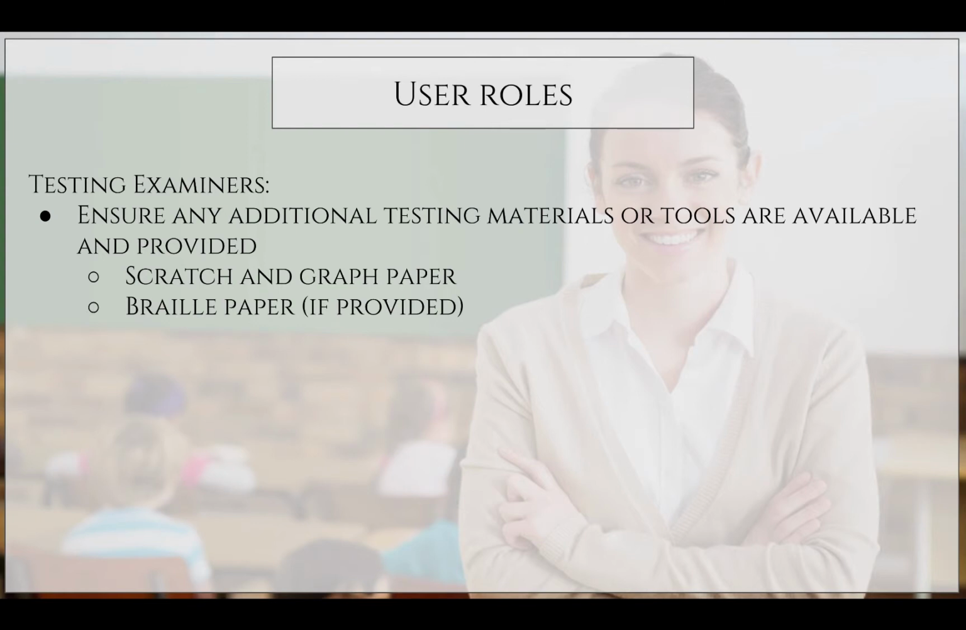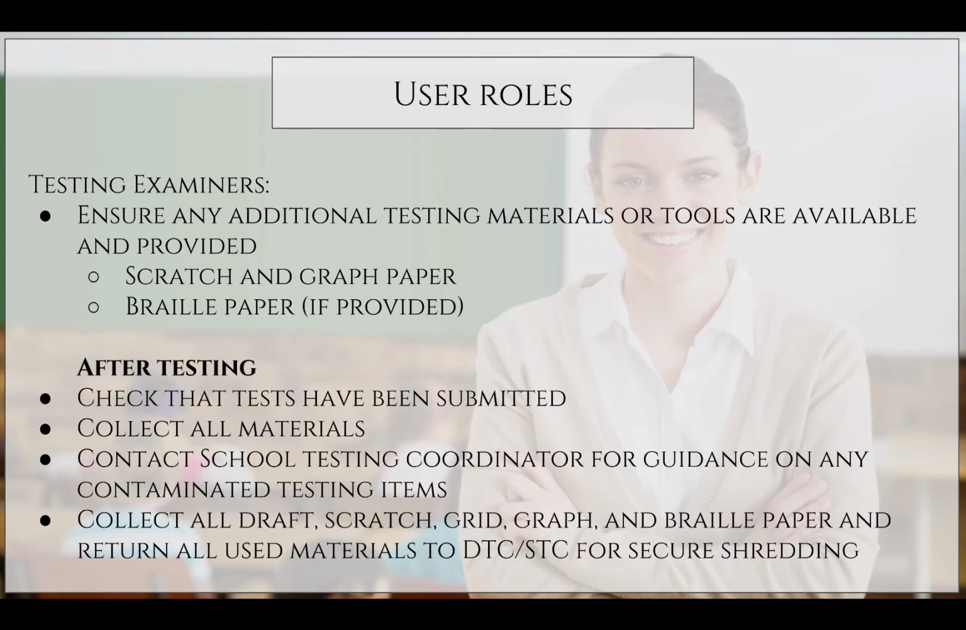Test examiners, ensure any additional testing materials or tools are available and provided. This could include scratch and graph paper or braille paper if needed. Now, after testing, check that tests have been submitted, collect all materials, including scratch and graph paper, and contact the school testing coordinator for guidance on any contaminated testing items. So if a student were to get sick or to have an issue with the scratch paper, you can contact your school testing coordinator for proper collection of those materials. Collect all draft, scratch, grid, graph, and braille paper and return all used materials to the district testing coordinator or school testing coordinator for secure shredding.